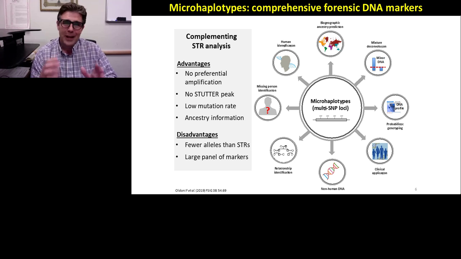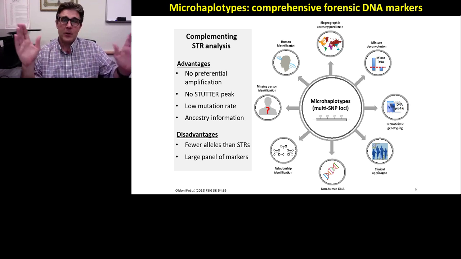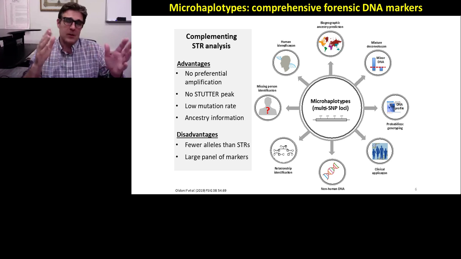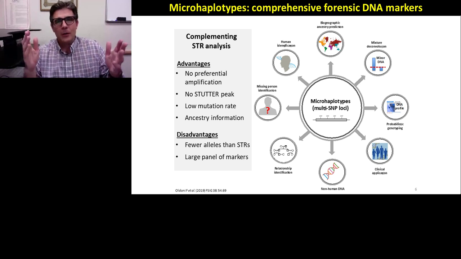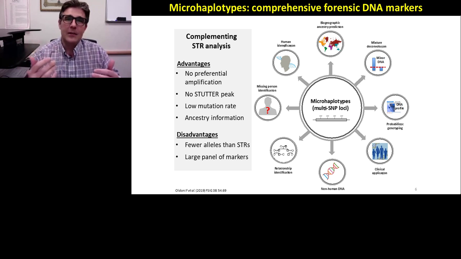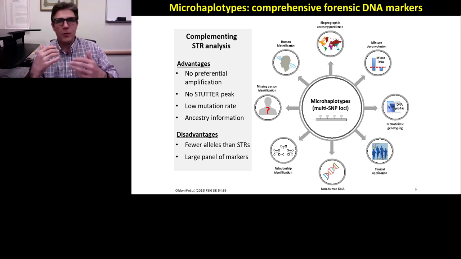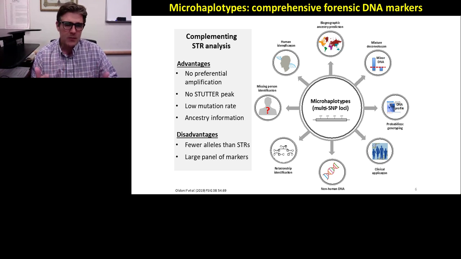And also, all the alleles within the same locus have the same size. With STRs, you may have alleles that are much larger than others because they may have a lot more repeats. And so this gives the larger allele an amplification disadvantage if there's inhibition or if the DNA is degraded. So you don't have that issue. So there are several advantages.